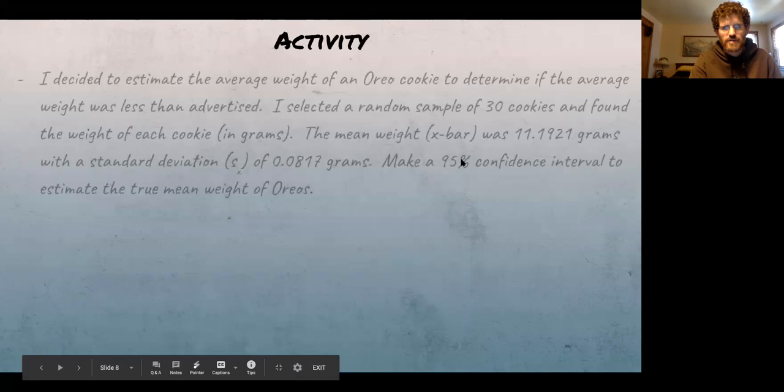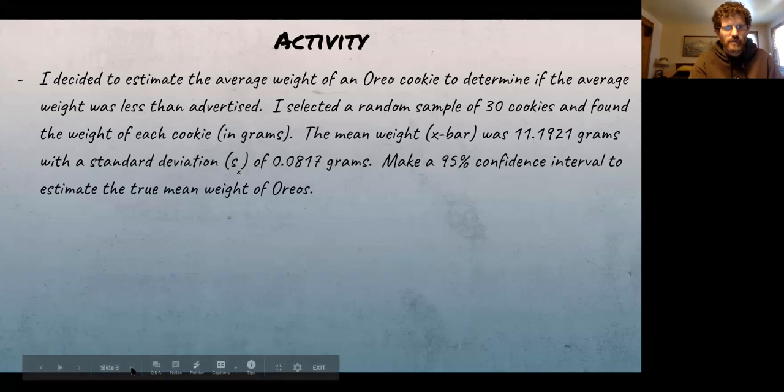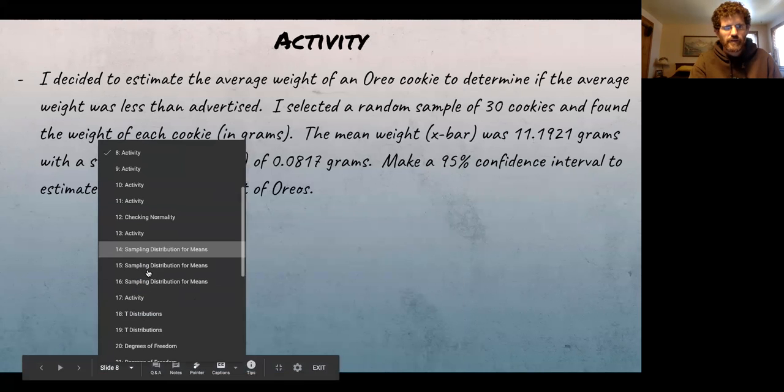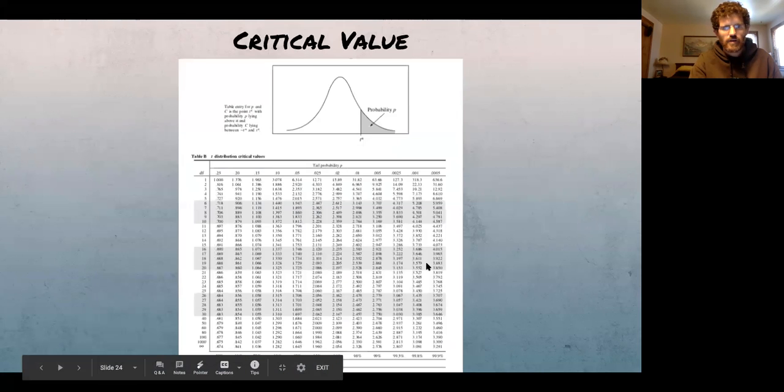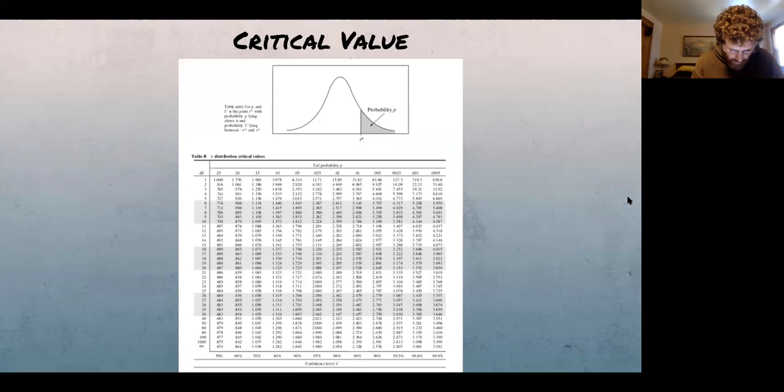95%. There we are. I forgot that for a second, but we can always go back and check. All right, so we had a 95% confidence level. That's what we're working with. So I'm looking at this column right here, and I found the 95% at the bottom of the column. And I've got 29 degrees of freedom. So here's my 29.